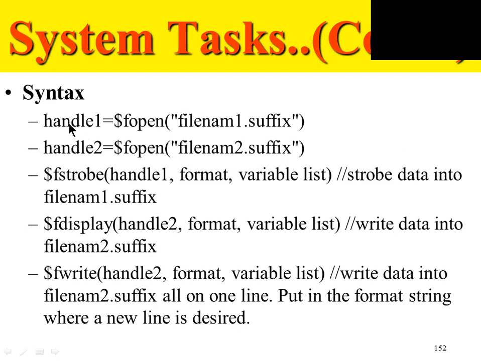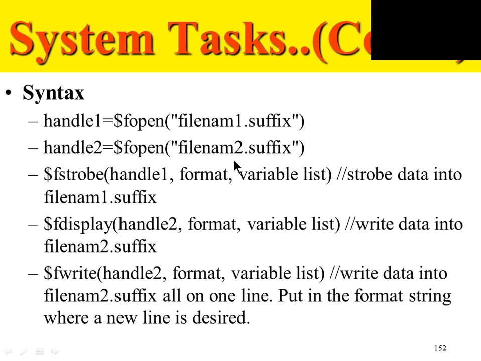So an example for this is, let's say handle1. You can name it anything you want. This is just a text. handle1 is equal to $fopen, file name dot suffix. So file name dot suffix, it could be filename1.txt, for example. That's fine. If you do $fopen myfile.txt, so handle1 will point to myfile.txt. Using handle1, I can write to the file or read from it.